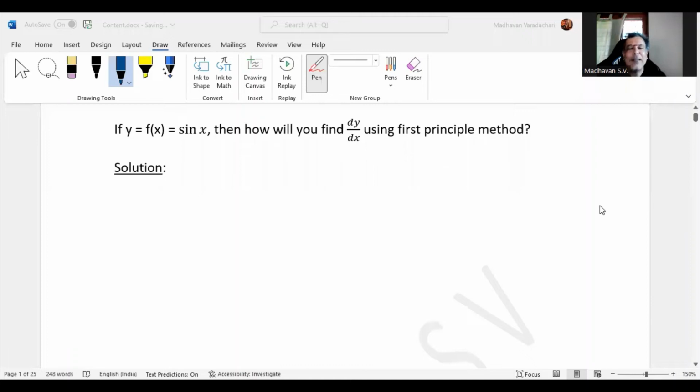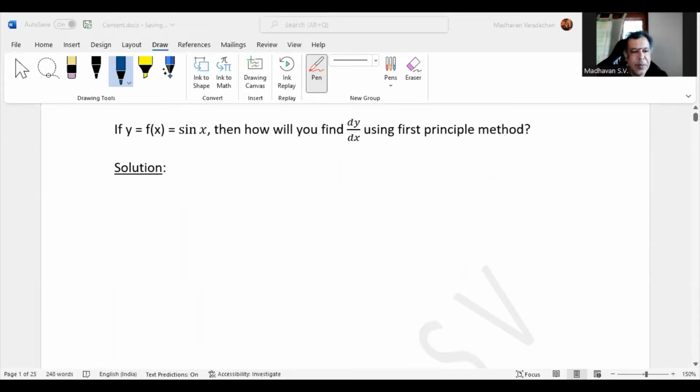Hello everyone. In this video, we'll understand how we derive the derivatives of various trigonometric functions. To start with, first we are going to derive the derivative if the function is sin x, if y equals f of x equals sin x, then how you will find dy by dx using the first principle method.